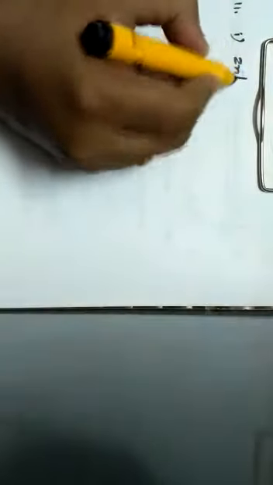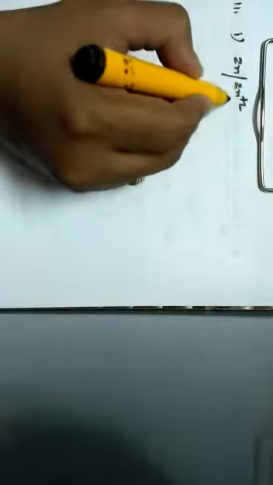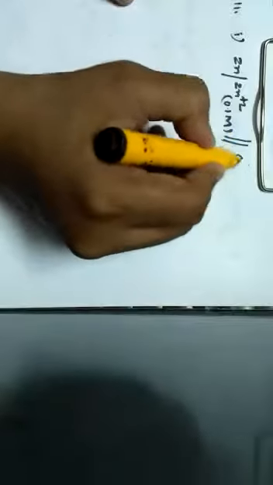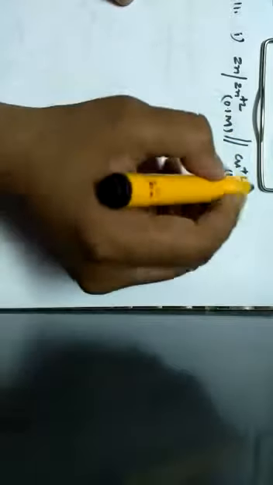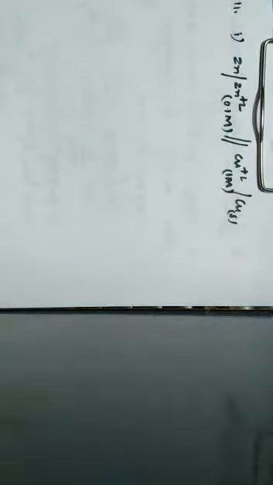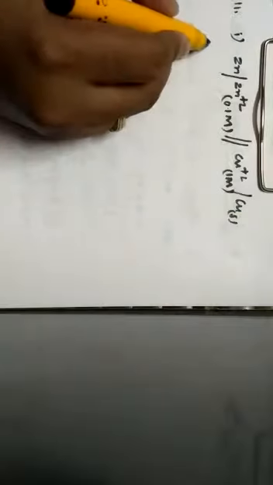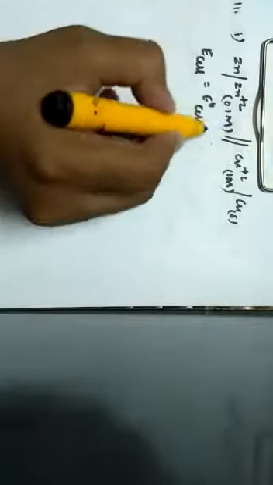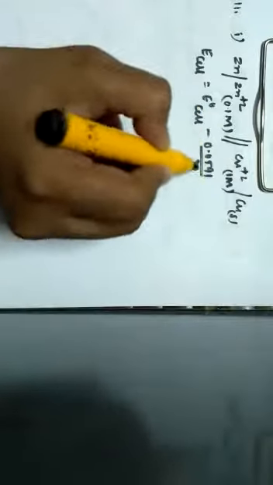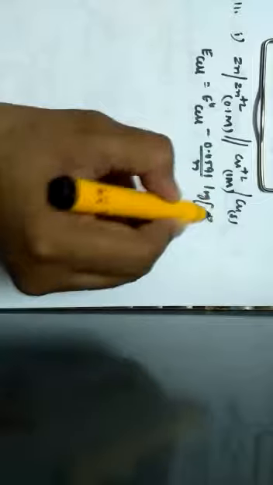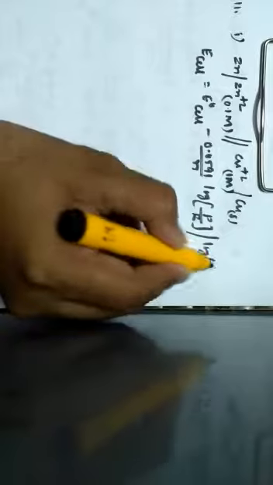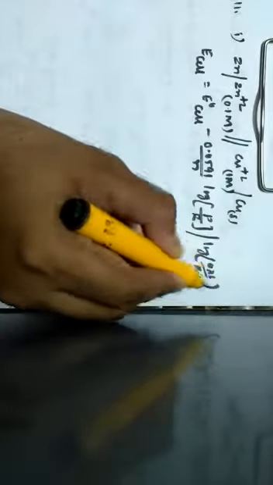The first one is zinc with zinc ion, which has a concentration of 0.1 molar, separated by a salt bridge, Cu2+ with 1 molar, and copper solid. So they are asking to calculate the EMFs. We know that the EMF of a cell can be calculated by the formula: E cell is equal to E naught cell minus 0.0591 divided by n into log of product by reactant, or else you can also write it as log of oxidation by reduction. So both you can write.